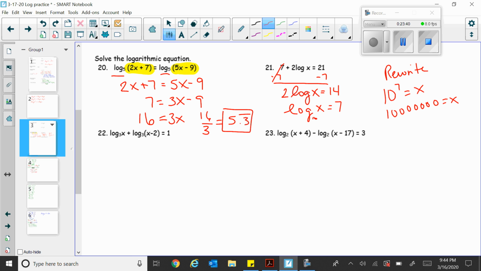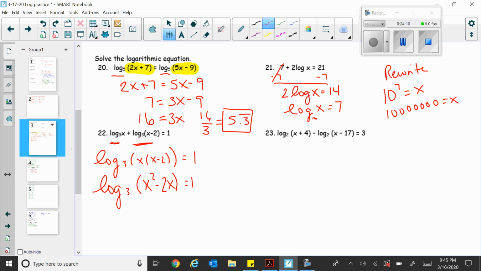But before we do 23, guys, I just want to remind you on 22, since you have both of these log base 3, you're going to want to condense these with multiplication. So my first clue to you would be to do log base 3, and then you've got x times x minus 2, and that equals 1. And then go ahead and distribute that x. That'd be x squared minus 2x equals 1. And then go from there.